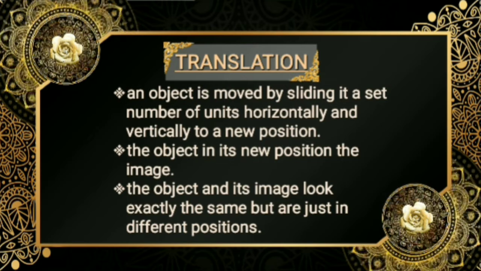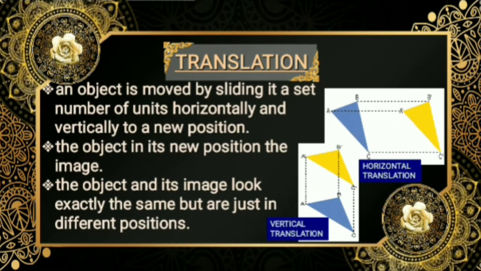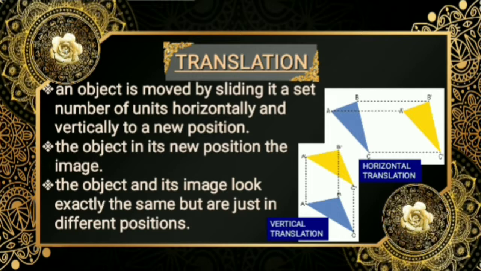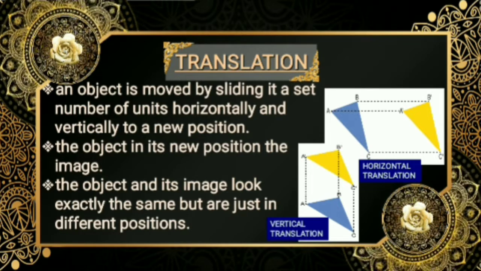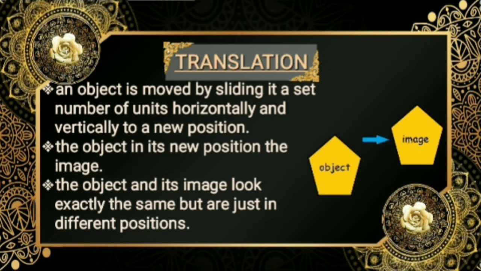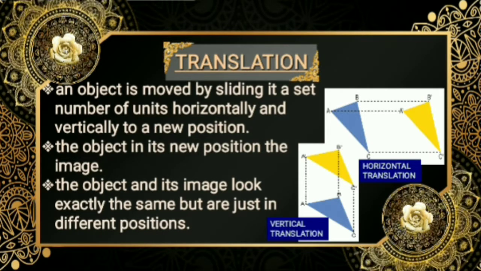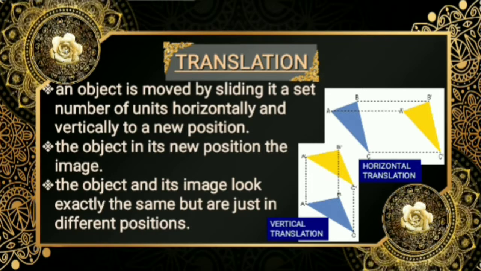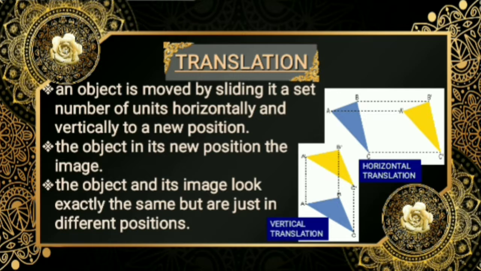For example, we have this triangle ABC. When translation is applied, the image is moved, or slides, to the right. It can also be moved vertically, or slide upward. We call the object in its new position the image, and as you have noticed, the object and its image look exactly the same but are just in different positions. Both their angles, size, shape, and distance between 2 points stay the same, or are preserved.